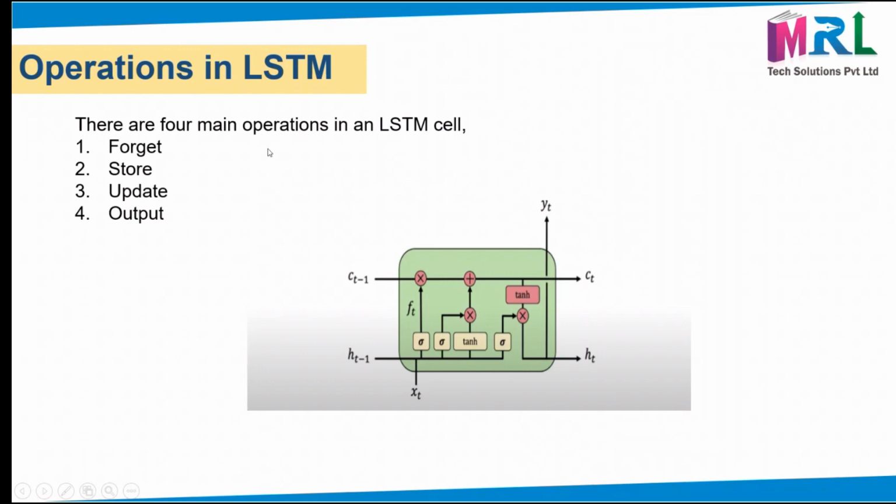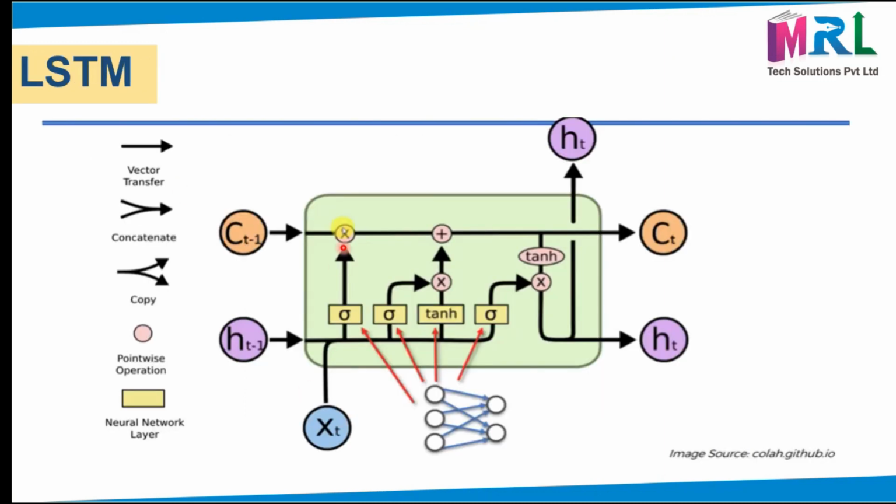There are four main operations in the LSTM cell. This is your LSTM cell. We have four main operations. The first one is forget. The second one is store. The third one is update. And the fourth one is output. Let's look at this. We have the first gate, second gate, and third gate. The first gate is called the forget gate. The second gate is called the memory gate. And the third gate is called the output gate.